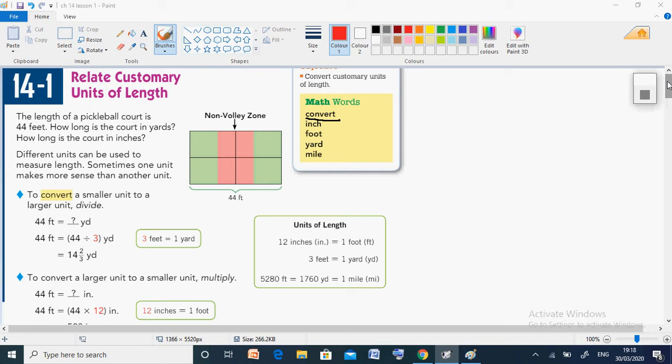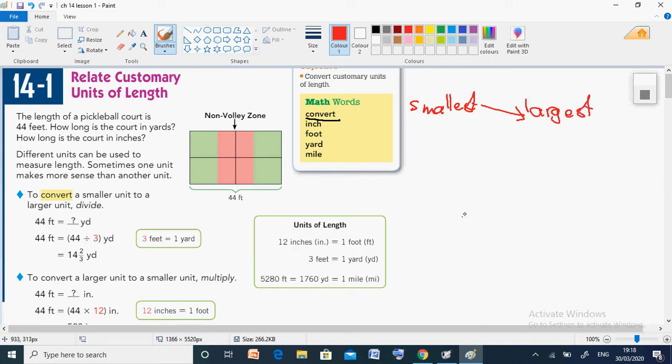So we have to keep in our mind, if we want to convert, we have to decide if we want to divide or if we want to multiply. Now I'll give you a small hint here: when we have to multiply and when we have to divide. First of all, I want to sort the units from smallest to largest.